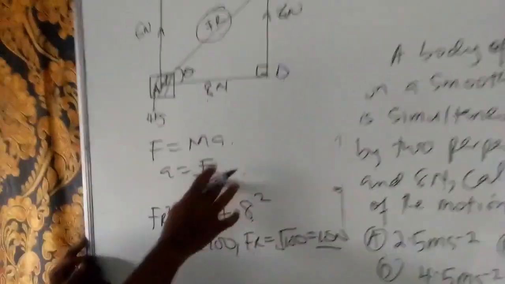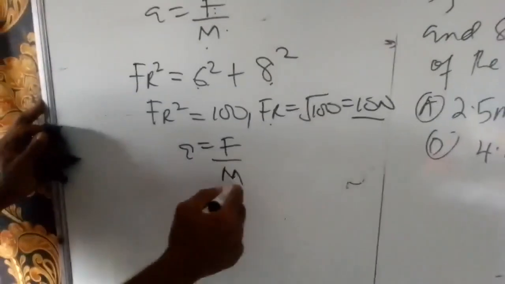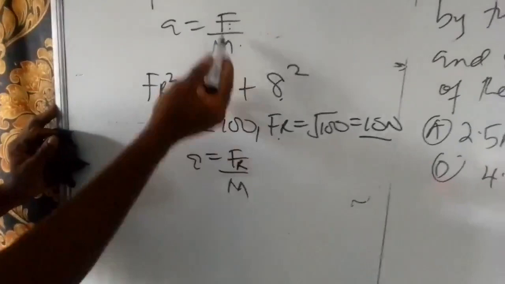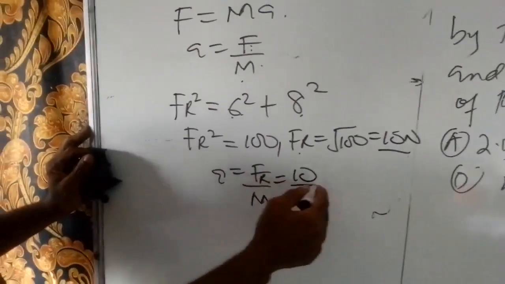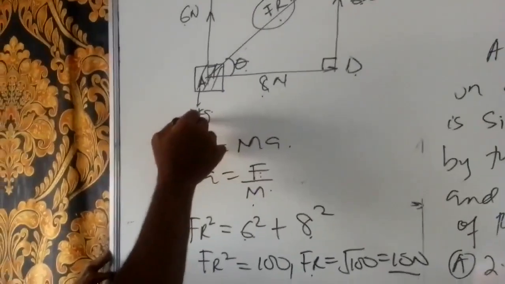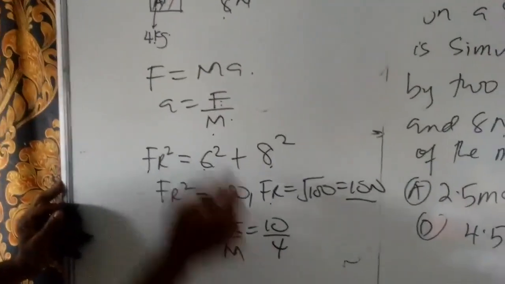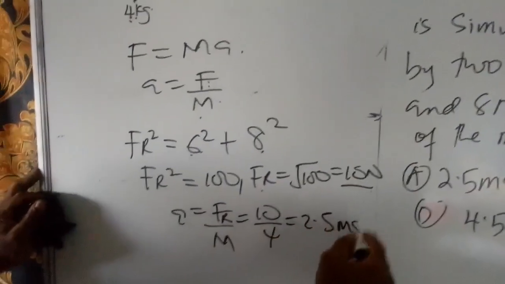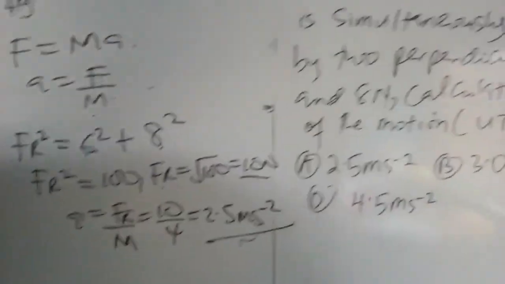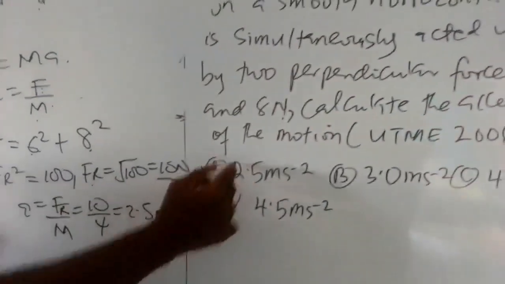We go to the formula, acceleration, which is force over mass. We now use the resultant force in place of F, which is 10, as our force, over mass. Mass of the body is 4 kg, and force is already in SI units. That will give us 2.5 meters per second squared as our answer. So the answer is option A to this problem.